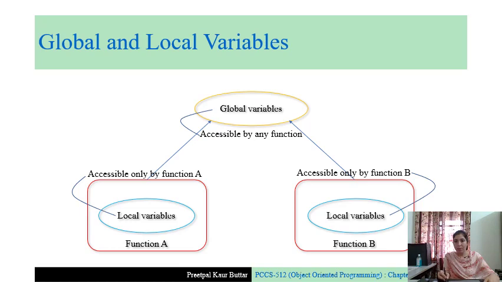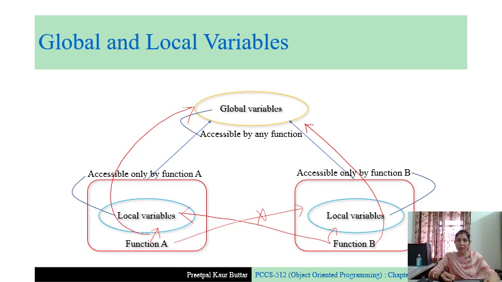Function A can access its local variables and it can also access the global variables. Similarly, function B can access its own local variables because they are inside this block, and it can also access the global data items because the global data items are available to every statement. But function A cannot access the local variables of function B. Similarly, function B cannot access the local variables of function A.